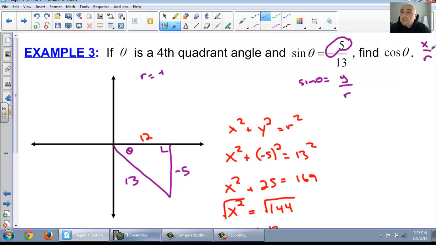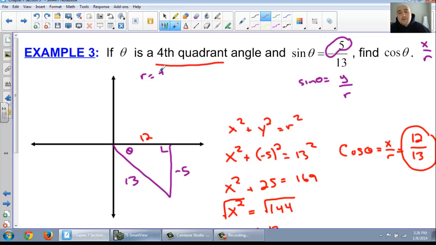Now we just have to answer the question. It wants to know what cosine of theta is. X over r. What's my x value? X is 12. R is still the same. It is 13. So my cosine is 12 over 13. So if it tells you what quadrant you're in, that's how you know whether your x is going to be positive. Okay, this is a positive x. We went down, so it's negative. R is always positive. Okay?